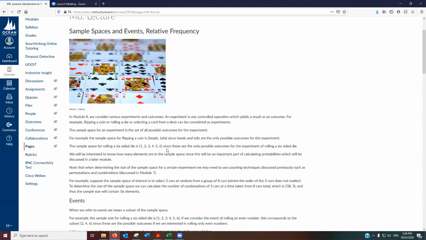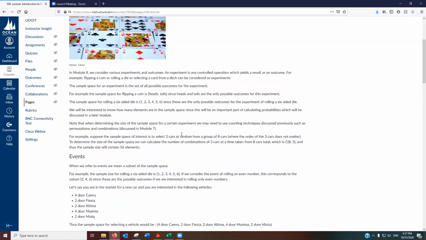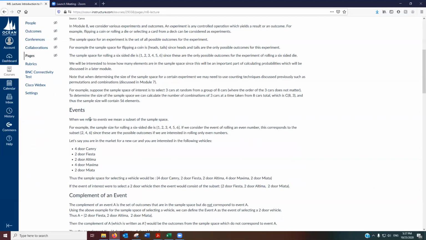All right, now why do we want to know about the sample space? Well, it's going to help us with probability calculations, especially in the next module. So over the next few modules, we're going to be working with probability calculations. For that, we're going to need to know the sample space. All right, one other consideration is what is an event? Well, an event is some subset of that sample space.